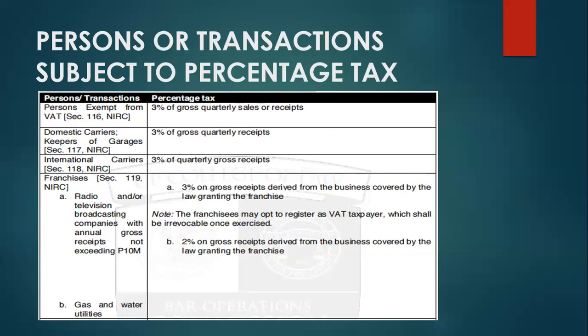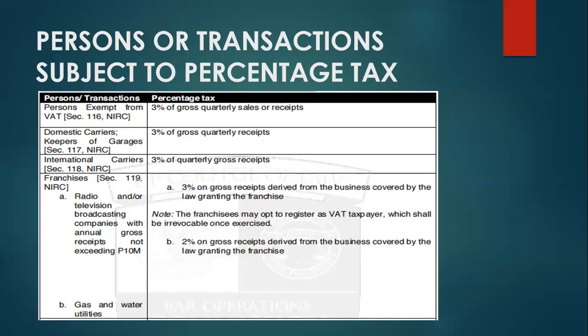Section 119. So for radio and television broadcasting companies with annual gross receipts not exceeding 10 million, that is subject to 3% of gross receipts derived from the business covered by the law granting the franchise. But not exceeding 10 million. So once you exceed 10 million, guys, that is subject to VAT.